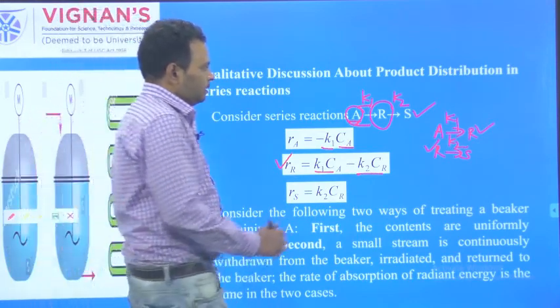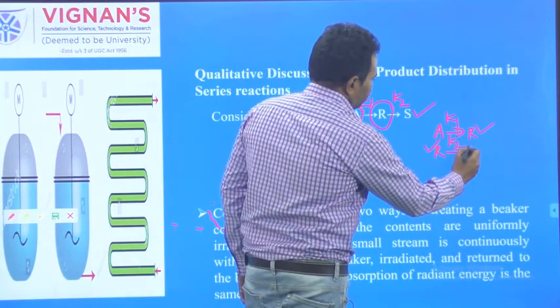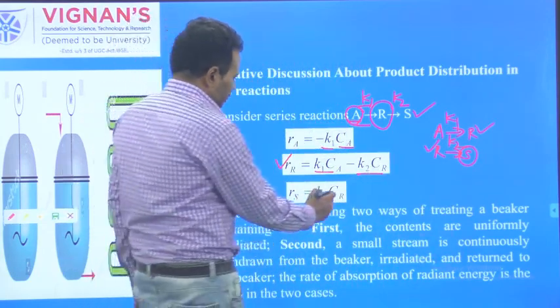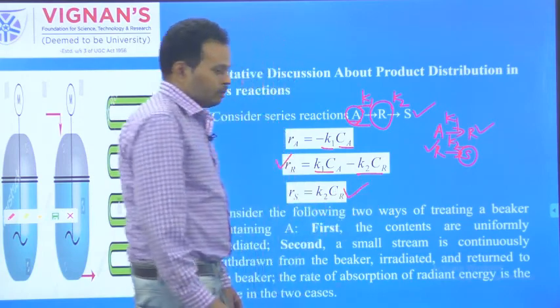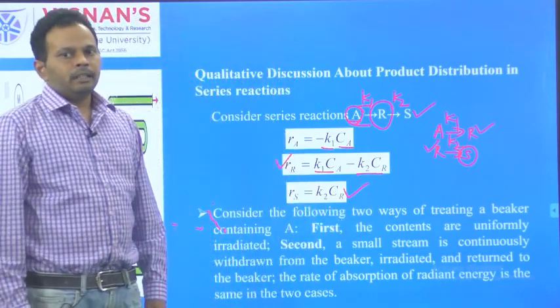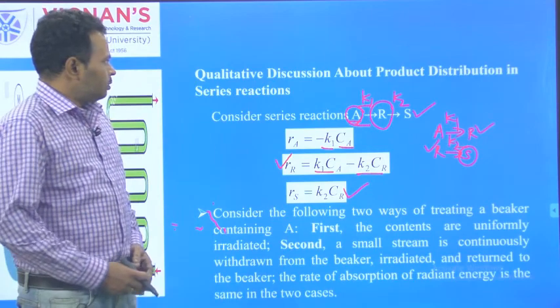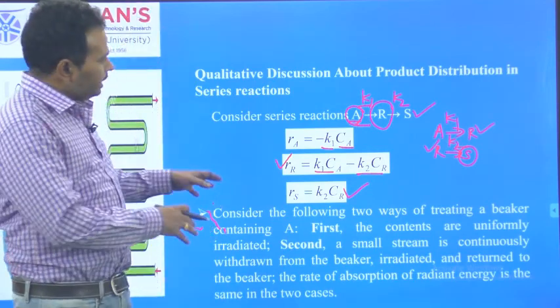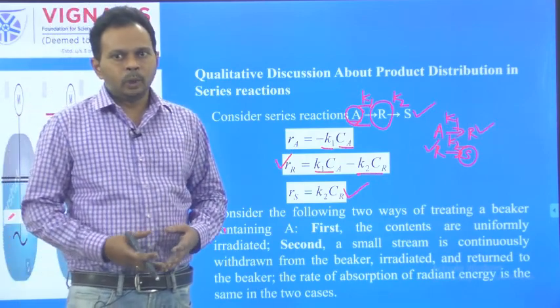Last one, S is there in the second reaction on the product side, so its rate is positive and can be written as K2 into Cr. Rs equals rate of formation of S equals K2 into Cr. So here we are going to discuss the product distribution by treating these reaction components in two ways.